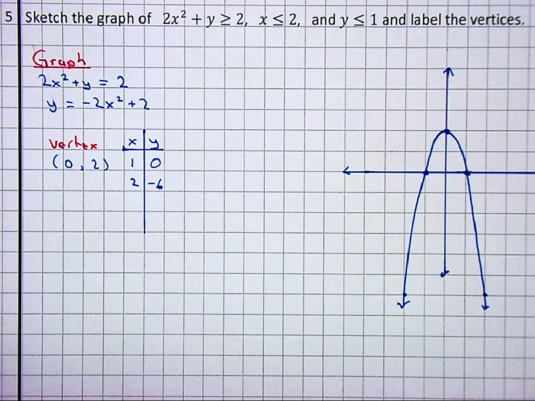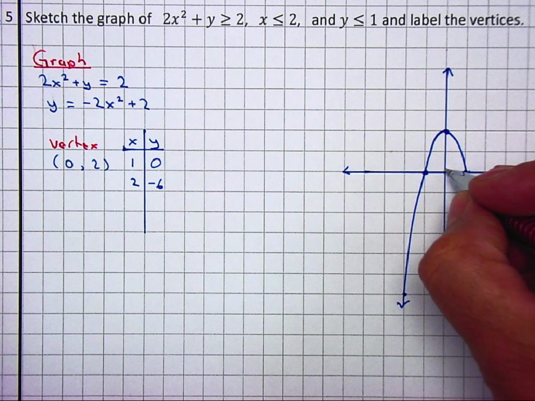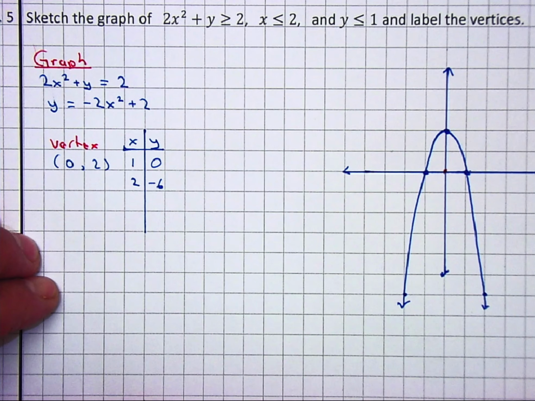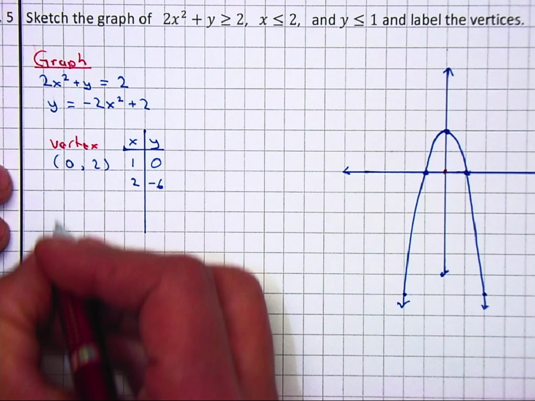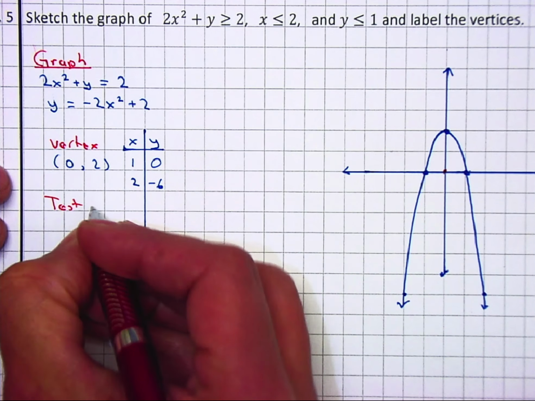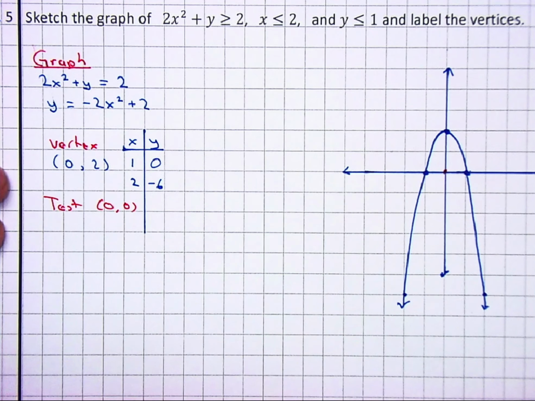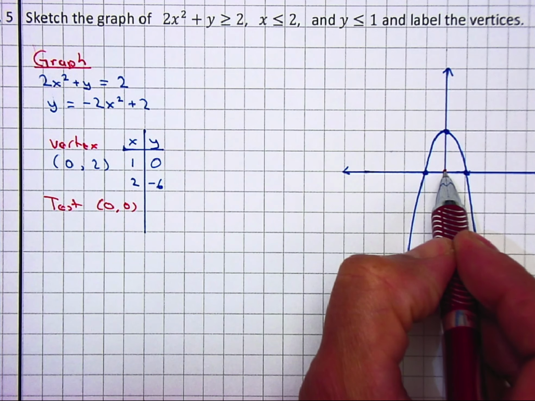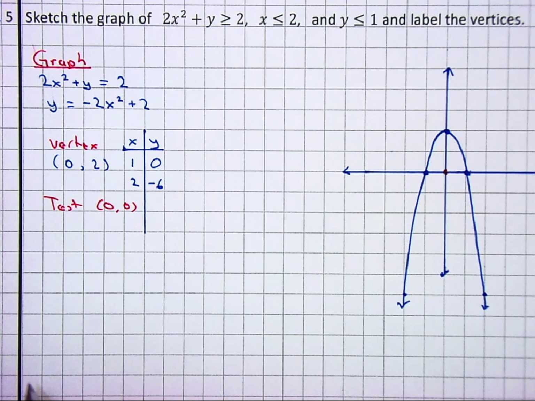And I need to decide whether I must shade the inside or the outside. So I do need to be able to test a point. In this case, I'm going to test (0, 0). You can test any point. Now, if the parabola happens to be going through (0, 0), you might want to test another point, or you have to test another point.